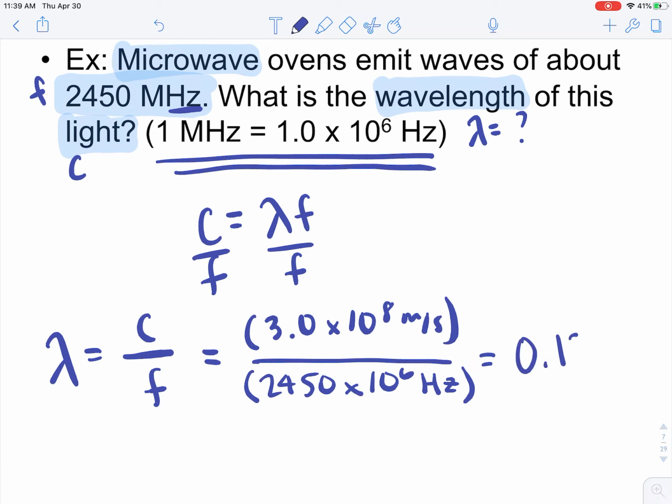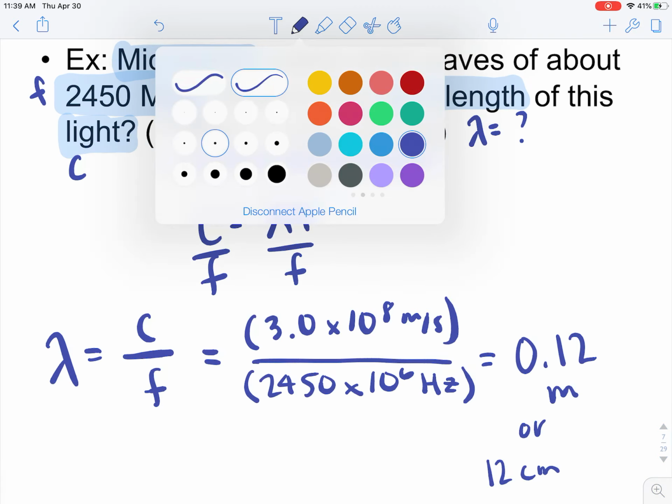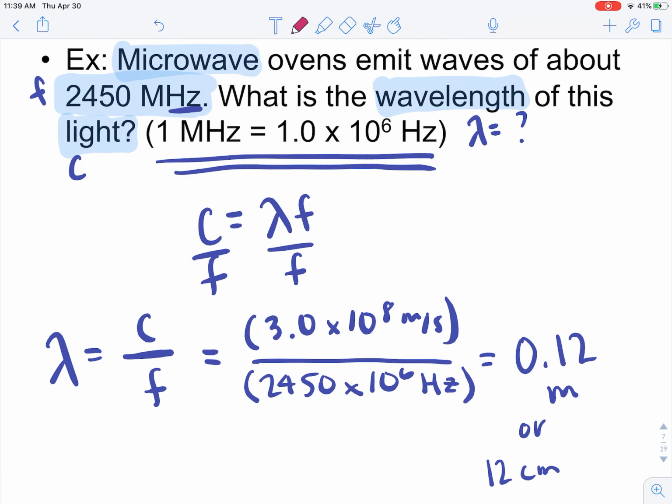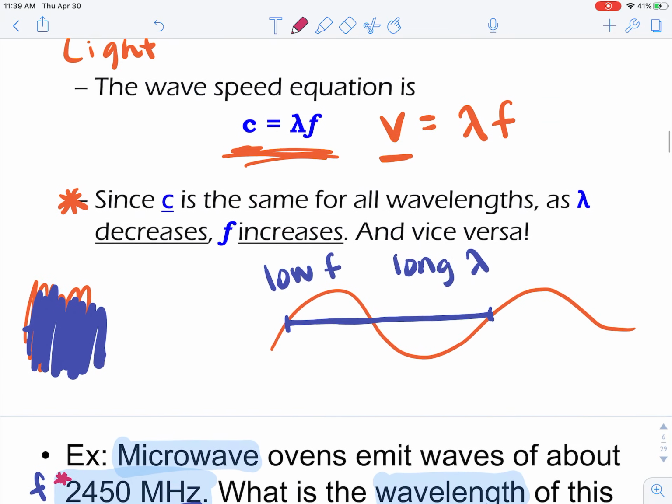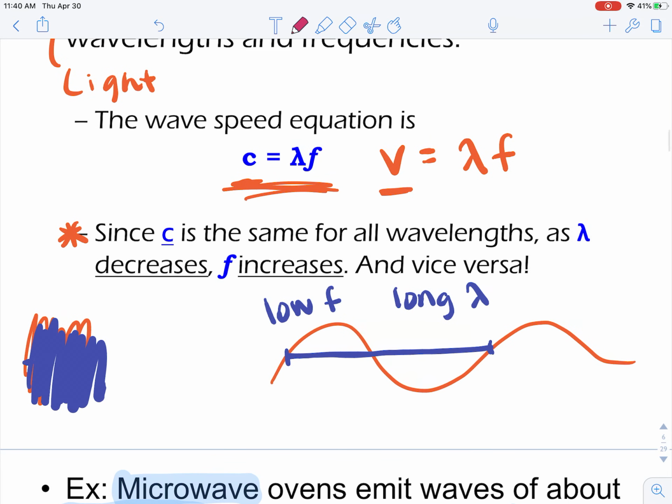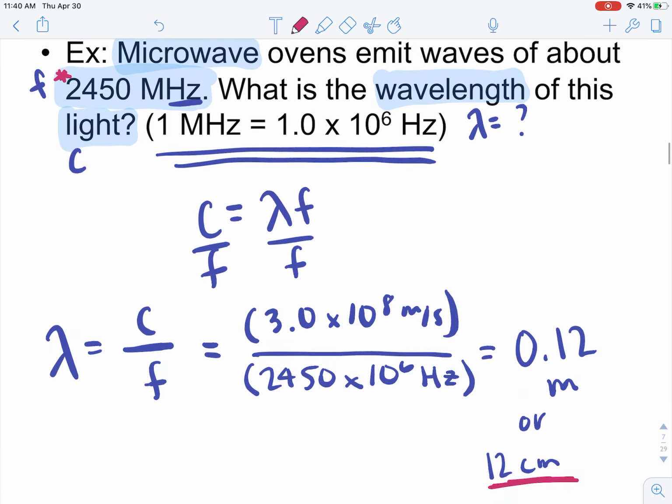Plug all of this into your calculator, and you should get a wavelength of about 1.2 meters, or if we want to convert that into a unit that we can understand, about 12 centimeters. So a way to check your math as you go through these: we had a very high frequency number. It was megahertz, which is really big. And we ended up with a very small wavelength. So what we set up here was absolutely true. Whenever we have a large frequency, we should have a short wavelength, and vice versa. If we have a low frequency, we should have a very big wavelength.